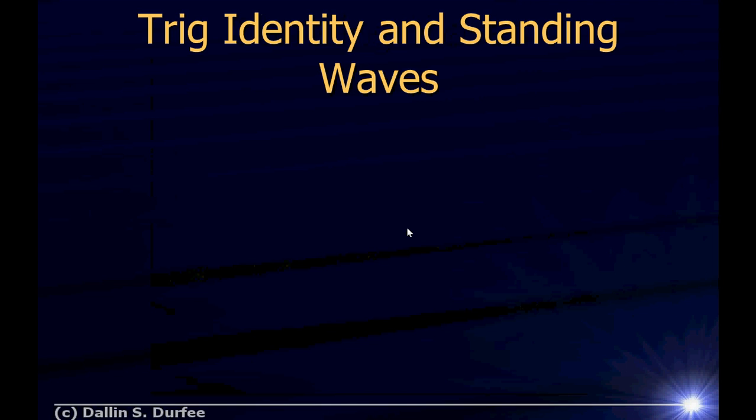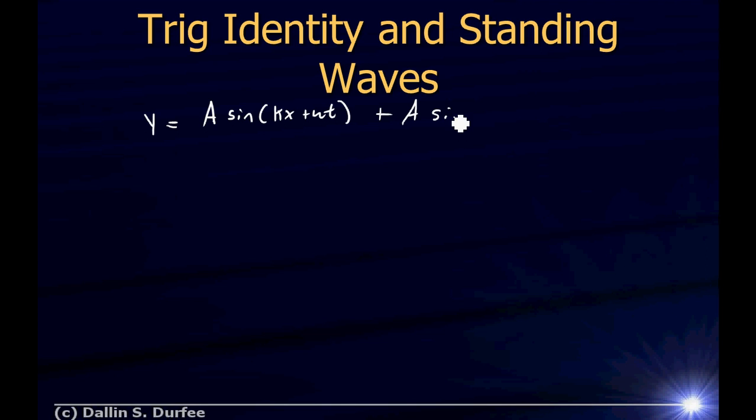Now, let's use our trig identity to see if we can figure out something about standing waves. So my standing wave, I'm going to have some sine wave with some amplitude, sin(kx + ωt). That one's traveling to the left. I add one in traveling to the right.